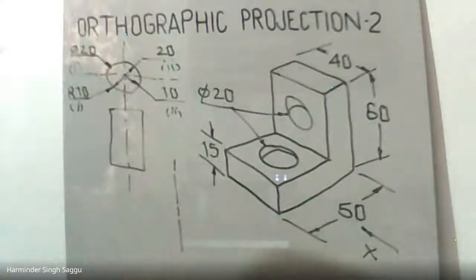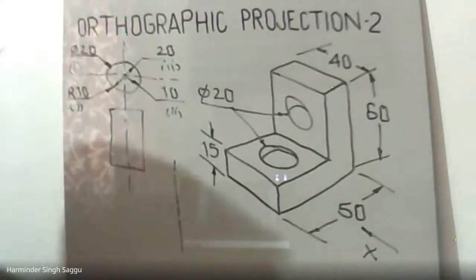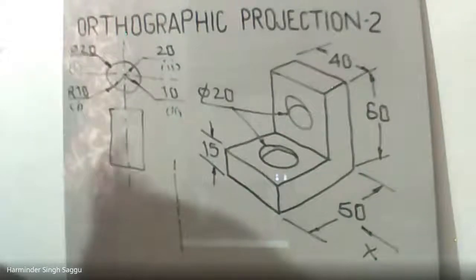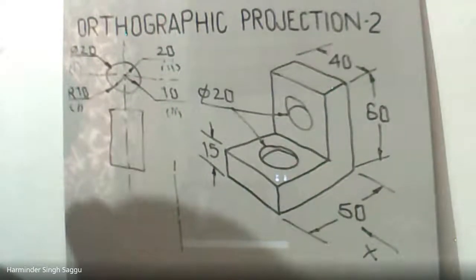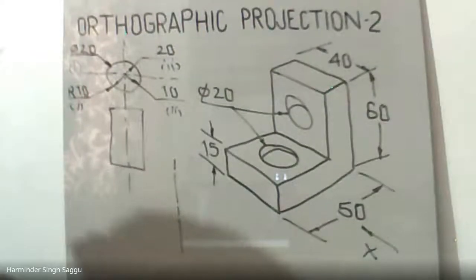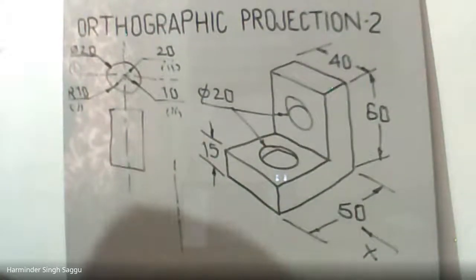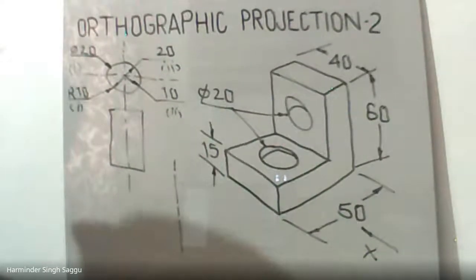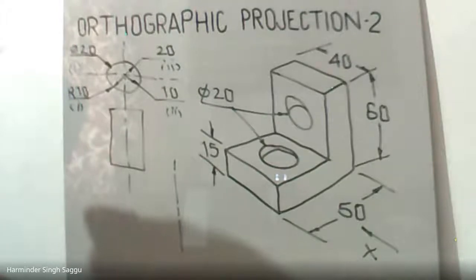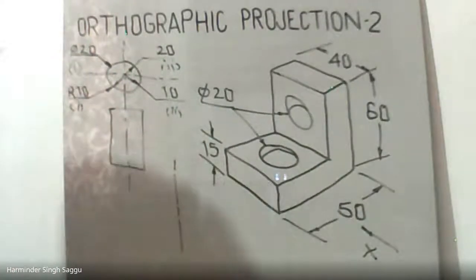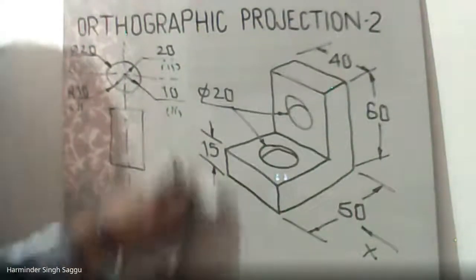These are general rules for dimensioning. Any doubt in this dimensioning of any circular object? This is general practice. Phi means diameter, R means radius. Any doubt? Right, so this is general. Now we will draw the front, top and side view of this object.